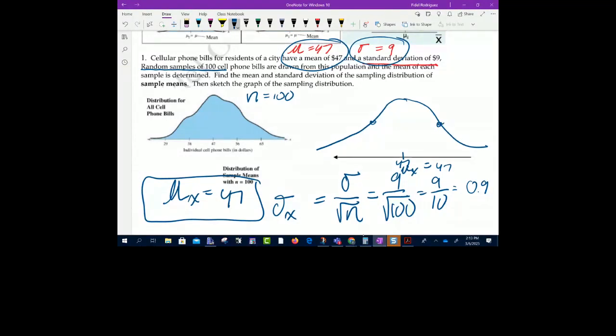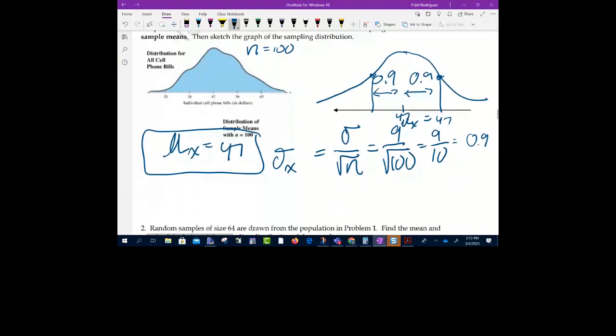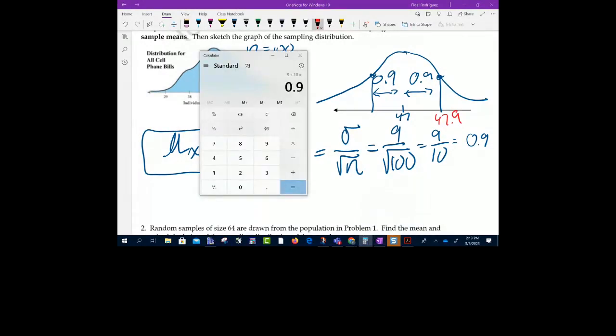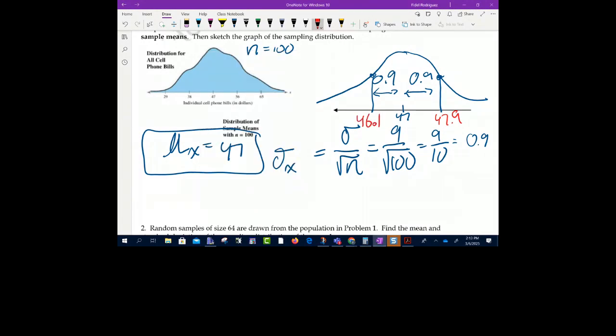Now, remember, y'all, where the curve kind of changes right here, the distance between here and here is going to be my standard deviation, right? And we said our standard deviation was 0.9, right? So look, it was 47. If we added 0.9, wouldn't that number there be 47.9? Not 0.09, but 0.9, right? Because we're adding it. And if we wanted to subtract it, what's 47 minus 0.9? 46.1, okay?